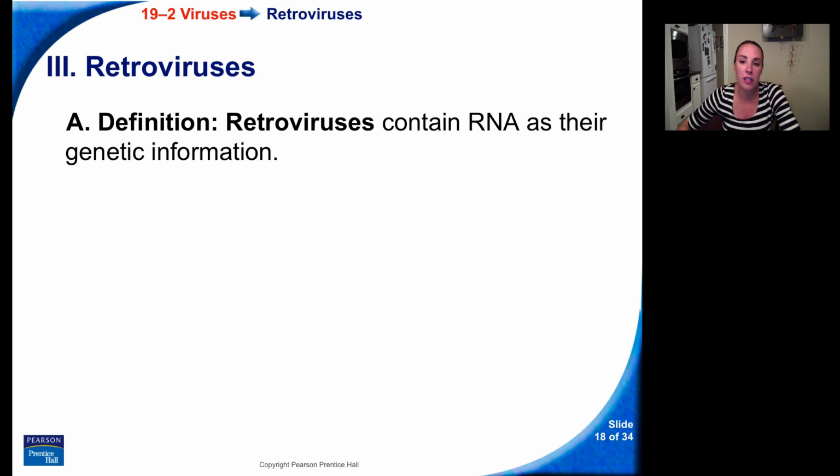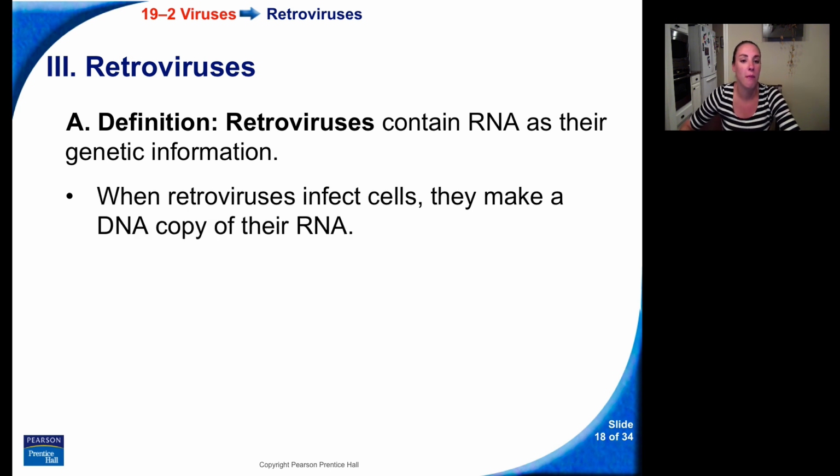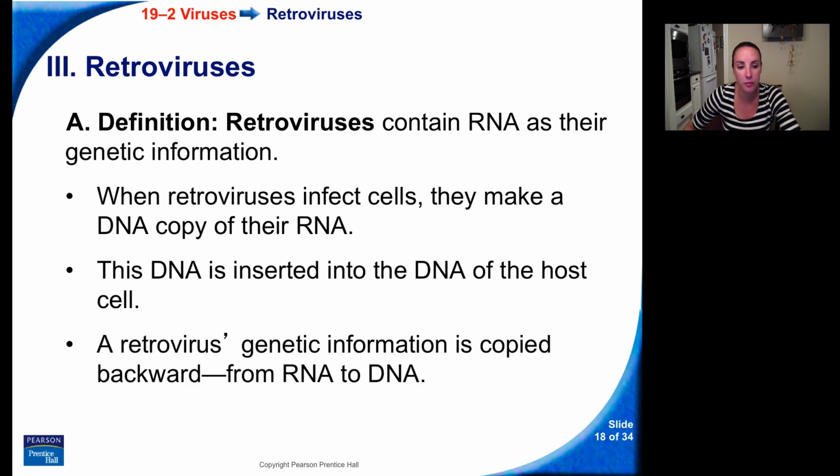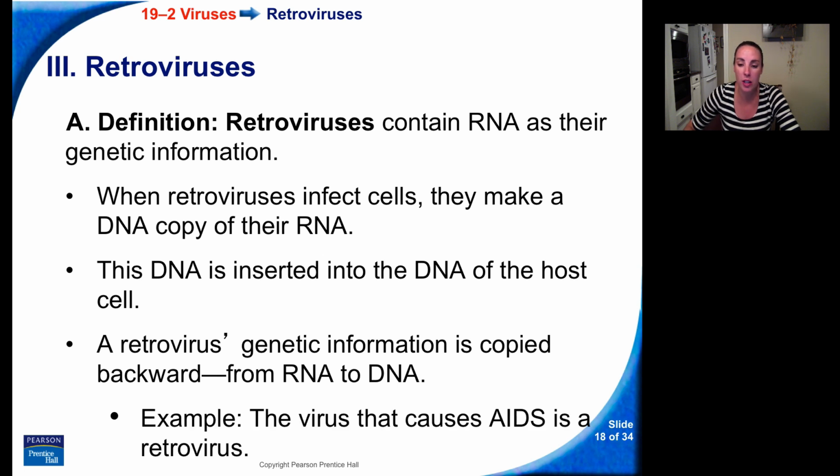So retroviruses contain RNA as their genetic information instead of DNA. Retroviruses, I remember this, it starts with an R, so it contains RNA. When retroviruses infect cells, they make a DNA copy of their RNA, and this DNA is inserted into the DNA of the host cell, just like we saw with the lysogenic infection. A retrovirus's genetic information is copied backward from RNA to DNA. So for example, the virus that causes AIDS is a retrovirus.